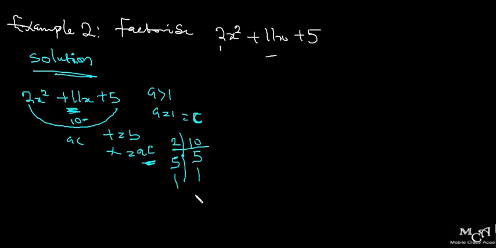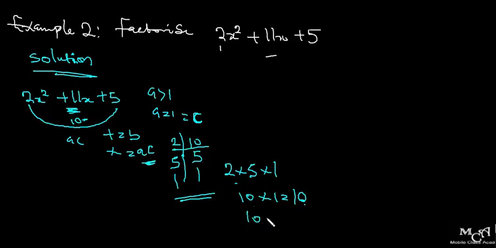1 goes in 1. I'm not looking for 3 values. I'm only looking for 2. So I will do 2 times 5 times 1. 2 times 5 is what? 10. Times 1 is what? 10, right? 2 times 5 is 10. 10 times 1 is 10.